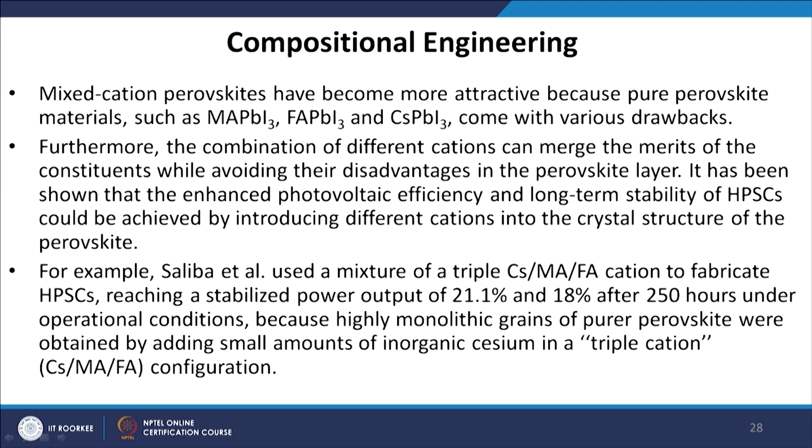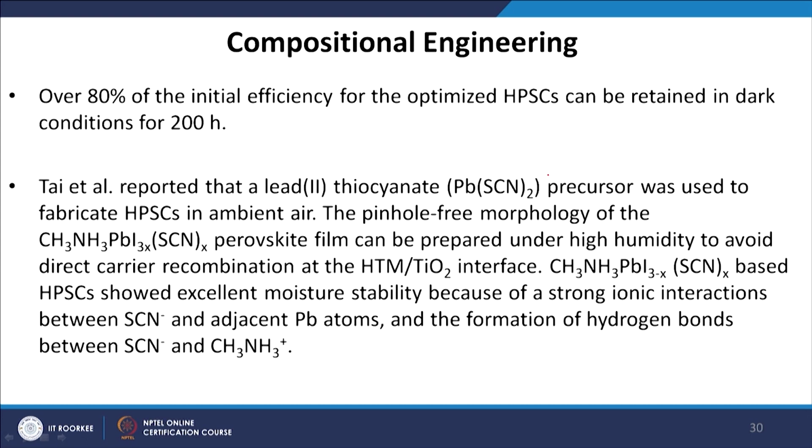It has been shown that enhanced photovoltaic efficiency and long term stability of the hybrid perovskite solar cell could be achieved by introducing different cations into the crystal structure of the perovskite. For example, Saliba et al. used a mixture of triple cation, cesium, MA and FA, to fabricate a hybrid perovskite solar cell, reaching a stabilized power output of 21.1% and 18% after 250 hours under operational conditions. Now, over 80% of the initial efficiency of the optimized hybrid perovskite solar cell can be retained in the dark for 200 hours.